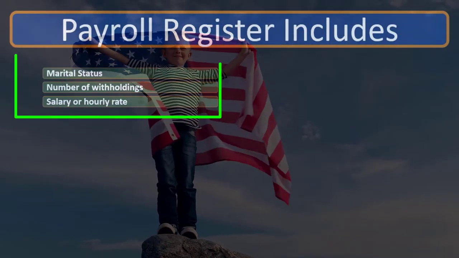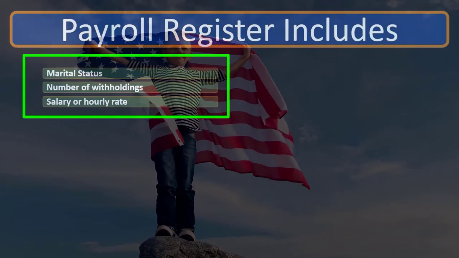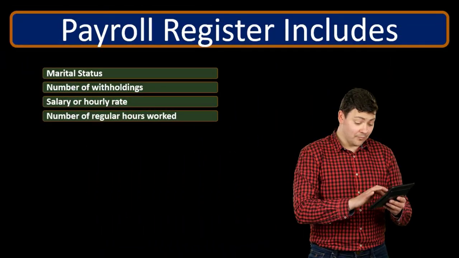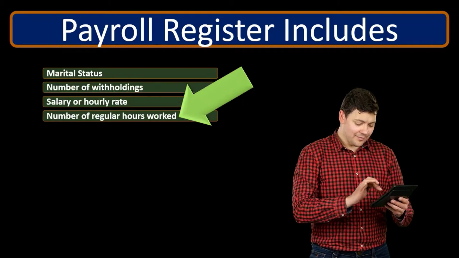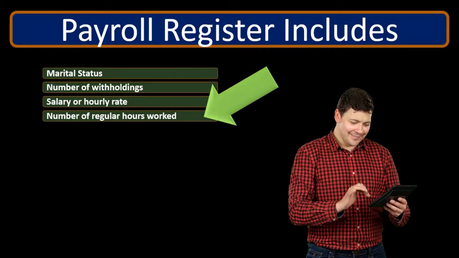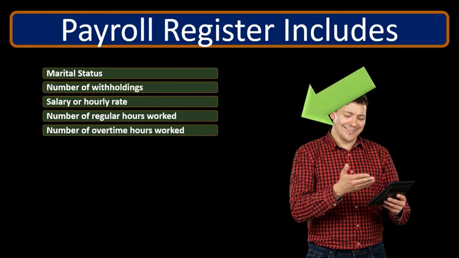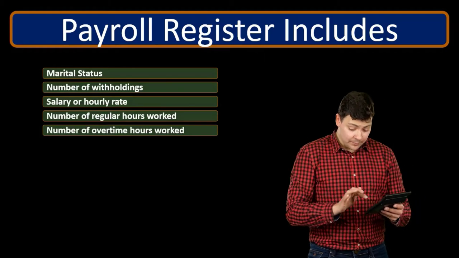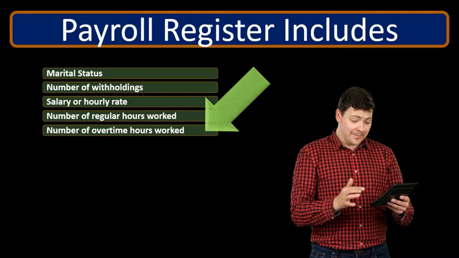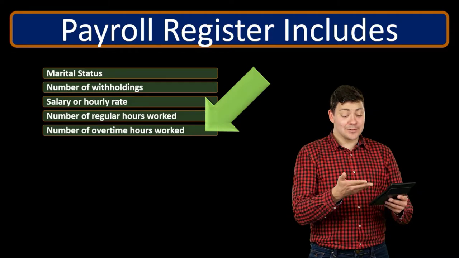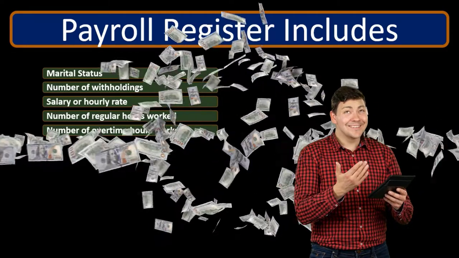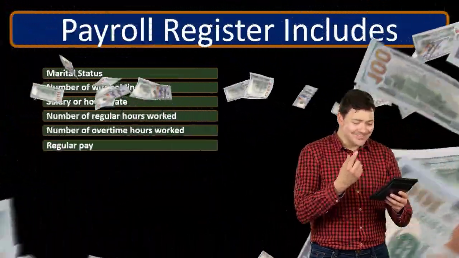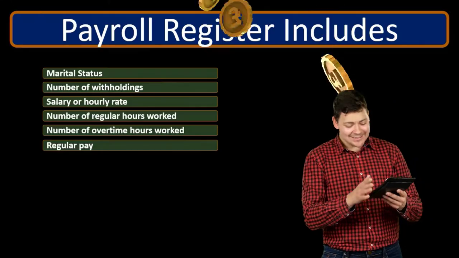Salary and hourly rate. So clearly we will need the rate there so that we can calculate the wages, whether they're salary or hourly. Number of regular hours worked. So we're going to need the hours worked and the hourly rate in order to calculate the regular pay. And then we need the number of overtime hours worked, however that be calculated, whether it be based on a 40-hour work week or a 40-hour work week and an 8-hour day. We need to break out the overtime hours and the regular hours.